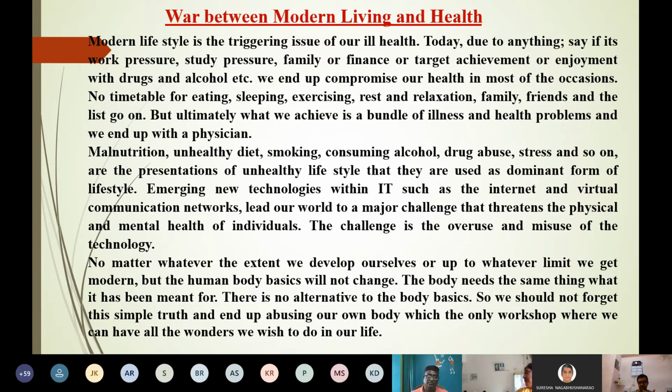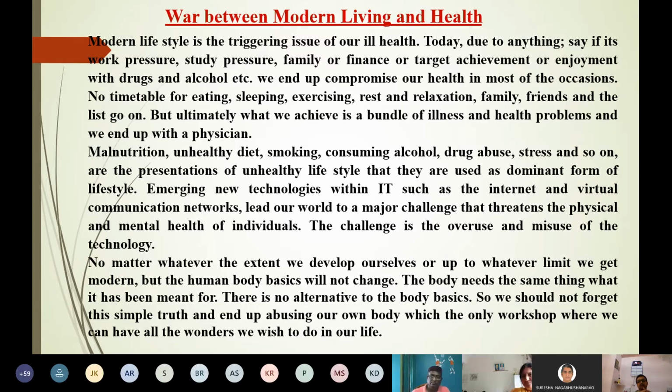So what we should say, whether it is a development or a deterioration. Ultimately, whatever level of development we achieve, we cannot say the basics have changed. What a body needs is the same thing it has been made for. The body is demanding exactly what it has been made for, and the lifestyle basics are the same. There is no alternative to the body basics.